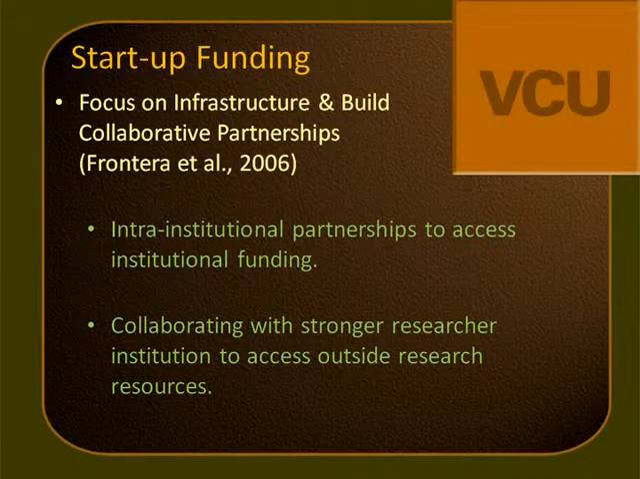Also, collaboration with stronger research institutions can be done so that you can access outside research resources. For example, Virginia Commonwealth University offers a community engagement grant. It's a small grant for community engaged researchers so that they can use it for pilot funding, and so that they can work towards bigger grants later on.